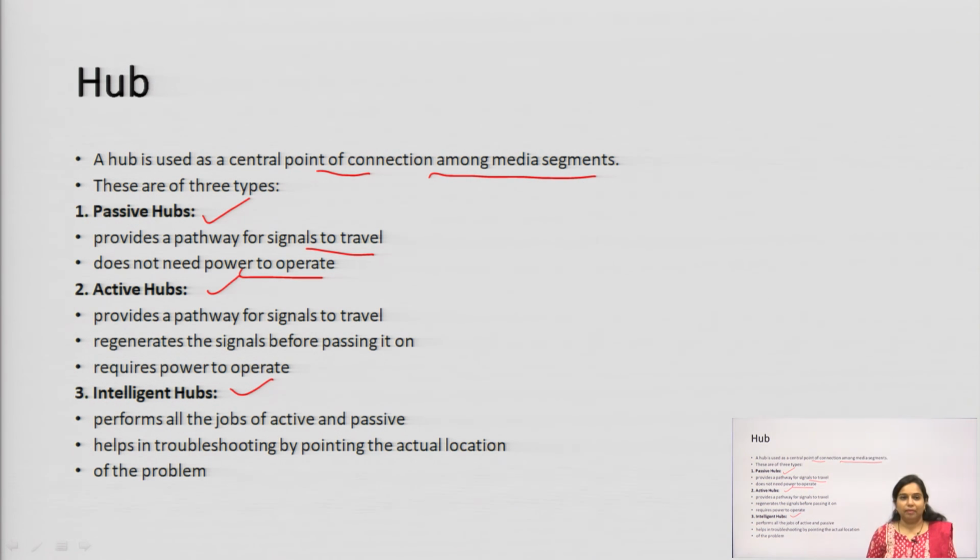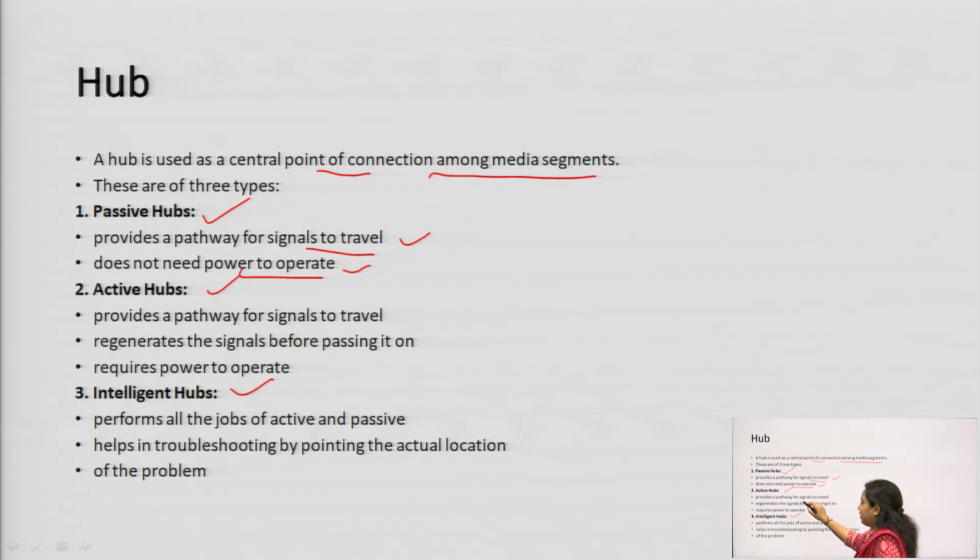You all know about passive devices and active devices. Passive devices do not require any power to operate. In the same way, passive hubs do not require any power to operate. It provides a pathway for the signal to travel, which means it will guide the signal as to which point it is going to travel. So, this is the case for the passive hub.